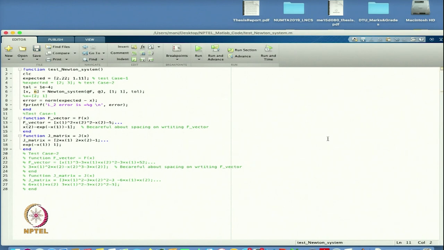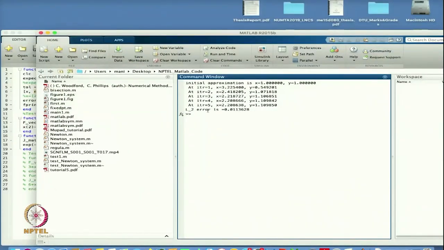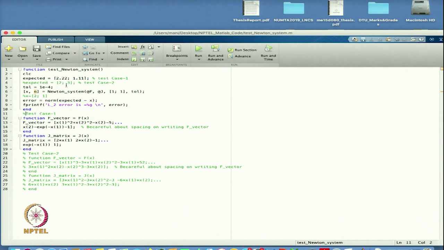Now, I will find the value of the function. So, I started with 1 1 and after 5 iterations that is my solution. It is 2.20 and 1.10, and my L 2 error is 0.011. So, this is the value we are getting, because here the expected value is also not known, it is just the approximation value of the roots. So, that is why whatever value we are getting corresponds to the error with respect to this expected value.